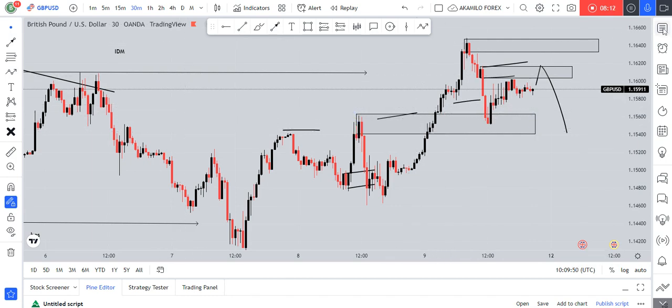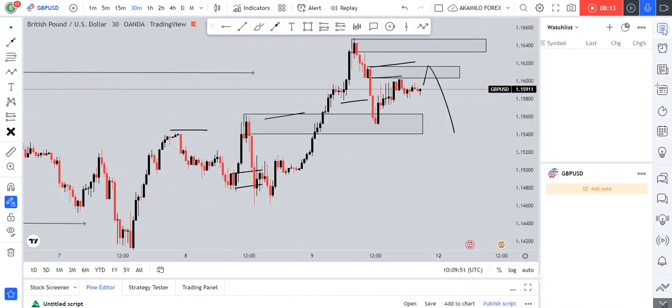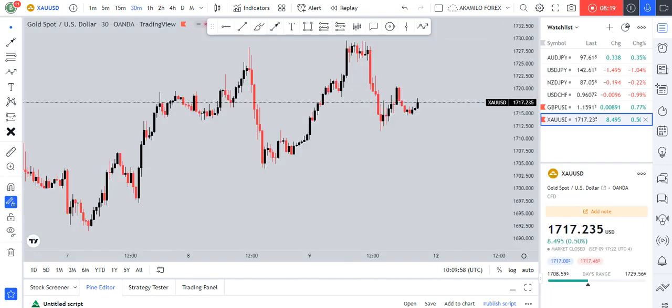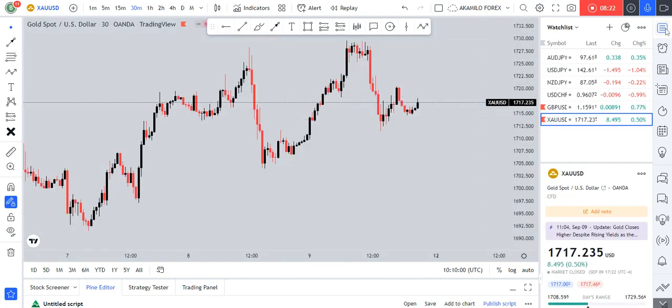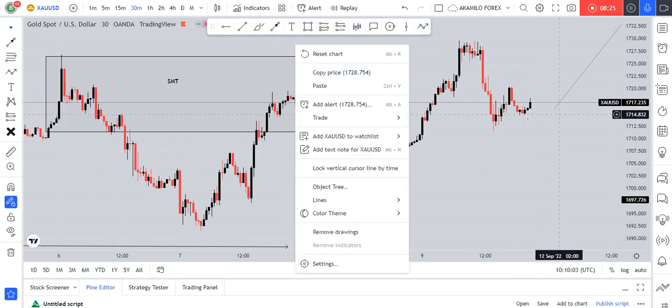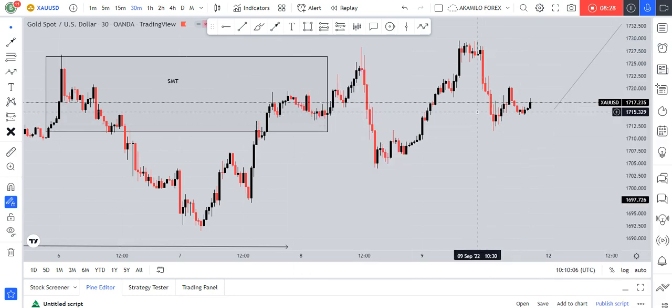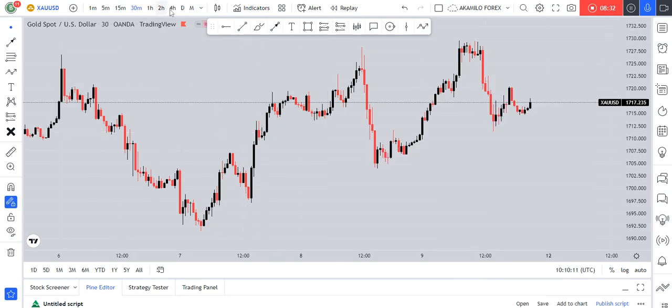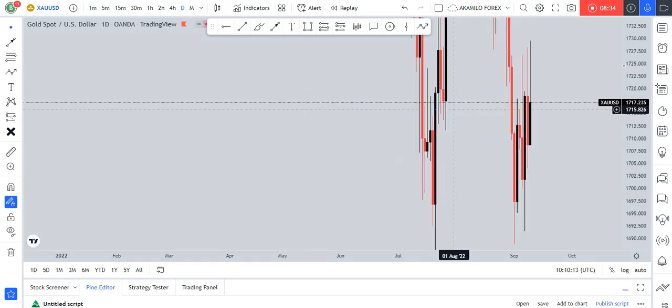So let's move to gold. Okay, we are in gold. There is gold. Let me move to the daily time frame and let's see our order flow.